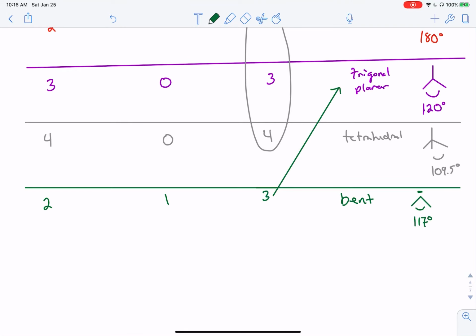Yes, Ginevra. Yes. And these two numbers signify the molecular geometry. Exactly.